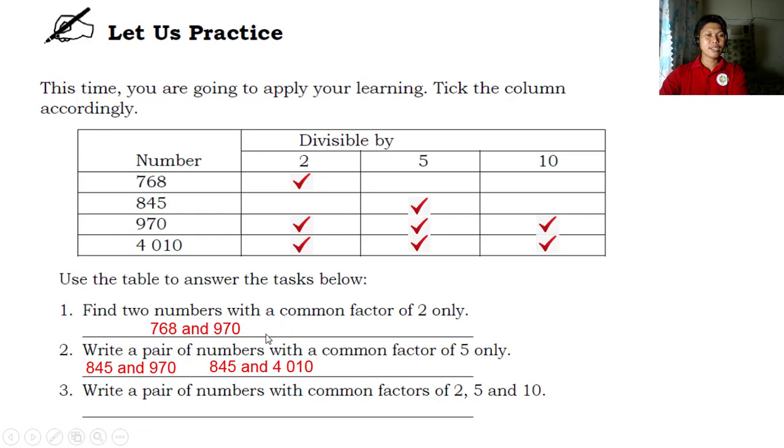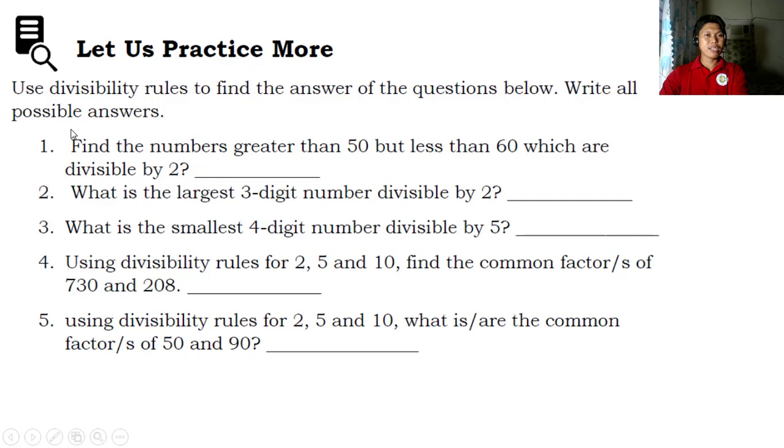Yan. Next, write a pair of numbers with common factors of 2, 5, and 10. So, itong dalawang numbers na to, kailangan may check siya sa tatlong columns. Yan. Okay, I hope that you got the correct answers. Next is, let us practice more. Use the divisibility rules to find the answer of the following questions below.